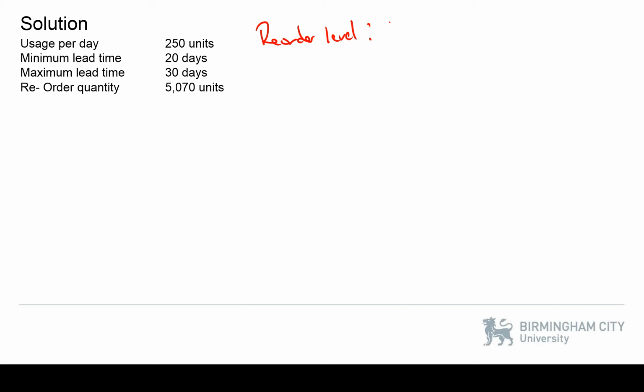So the maximum usage, 250 units. Maximum lead time is 30. So our reorder level, 7,500 units. So that's maximum usage times maximum lead time.